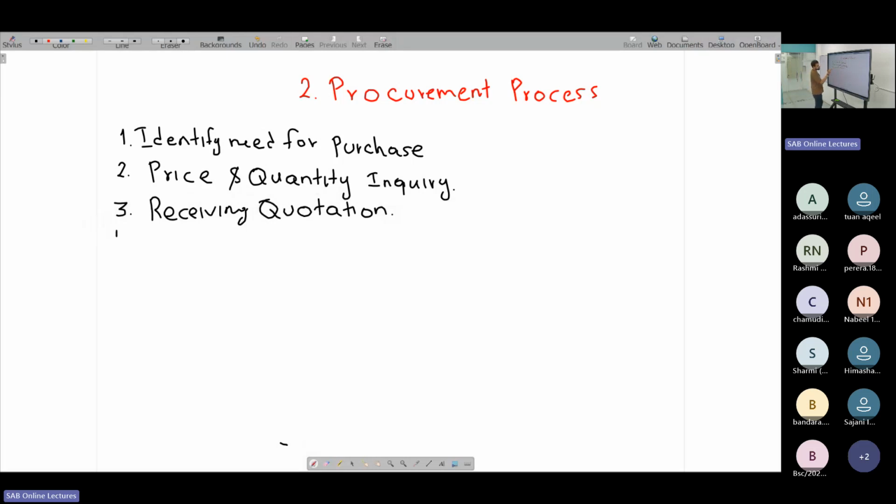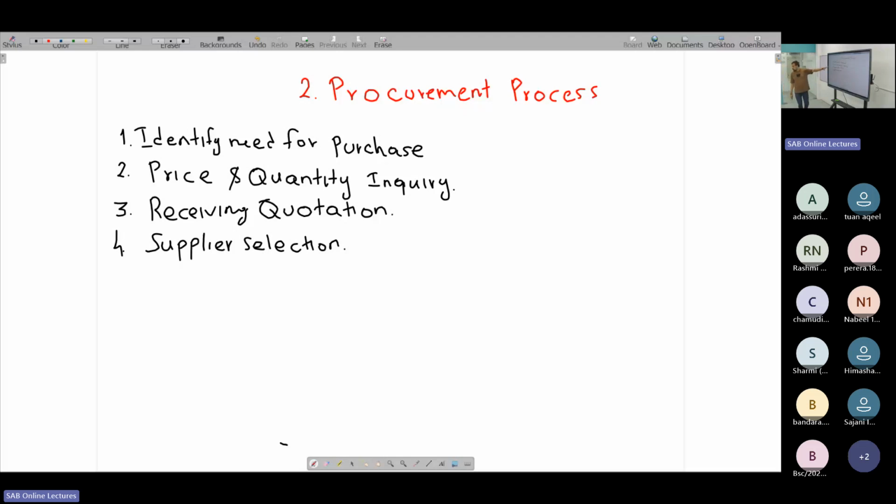Fourth step, supplier selection. Supplier selection is a separate topic. Today we are going to discuss something like customer selection, but supplier selection has some additional areas, more than customer selection. Some points we should discuss.